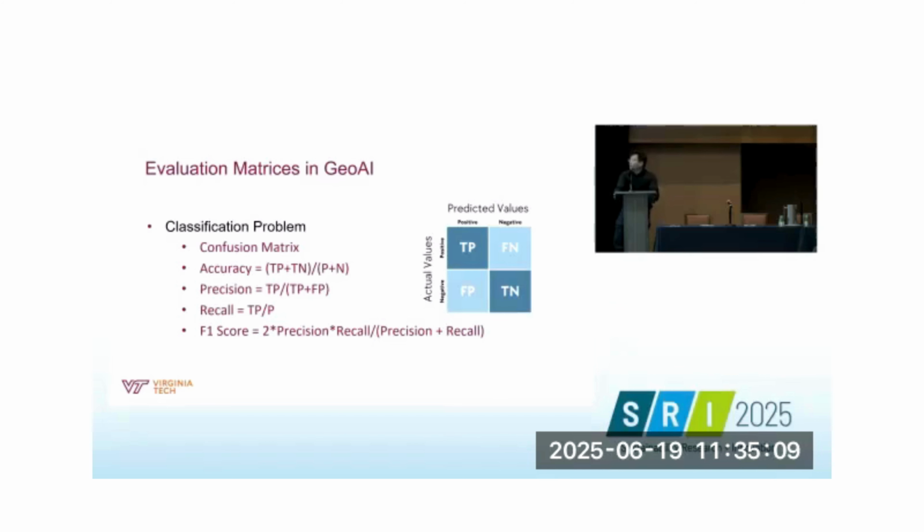For classification problems, we usually generate the evaluation metrics based on the confusion matrix, right? So we have the accuracy, the precision, the recall, and the F1 score. There are more, but those are mostly the tools that we use to evaluate whether this model is performing good or bad.